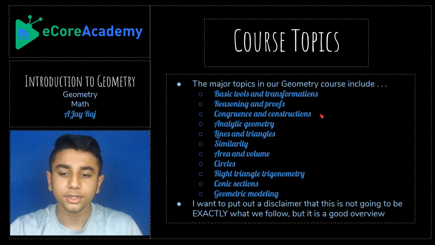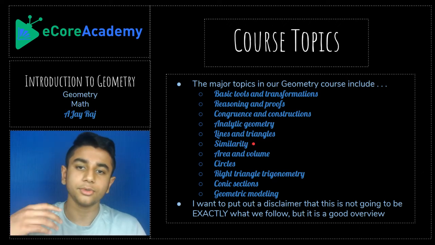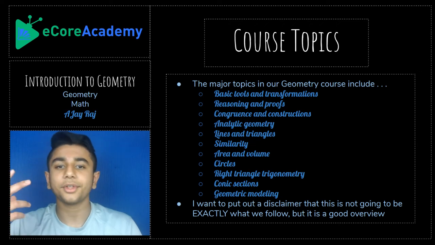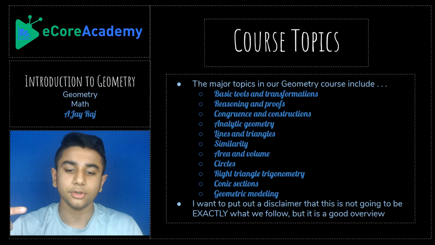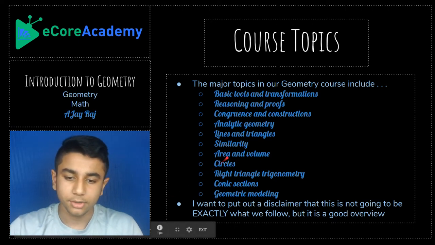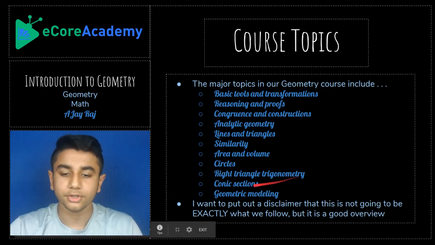And then you have congruence and constructions, analytic geometry, which you're analyzing through visual perception, lines and triangles, similarity, which is basically similar to congruence, but not. It's a similarity between two shapes. They're not necessarily congruent, but they do have very similar properties and characteristics, which we'll get into more specifically. Area and volume, circles, right triangle trigonometry.